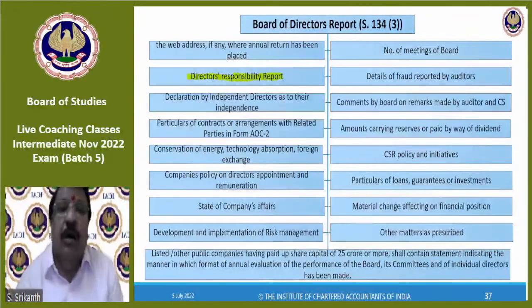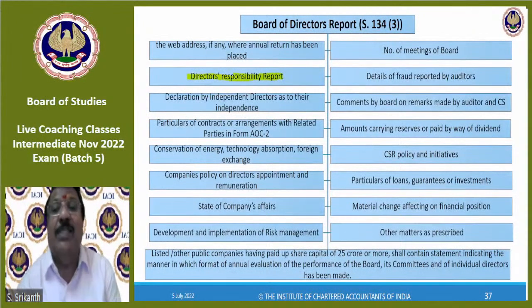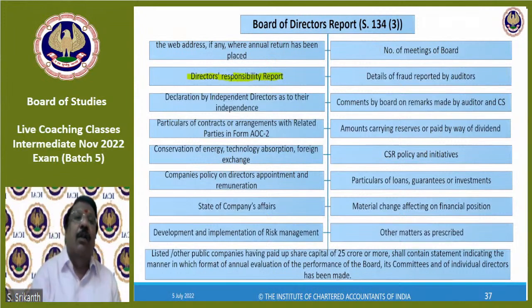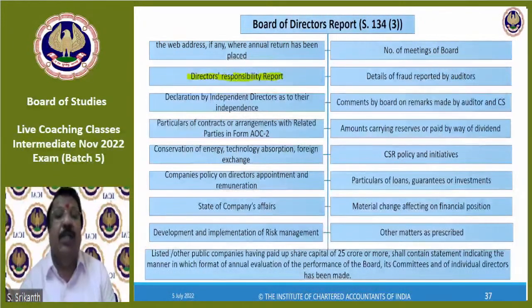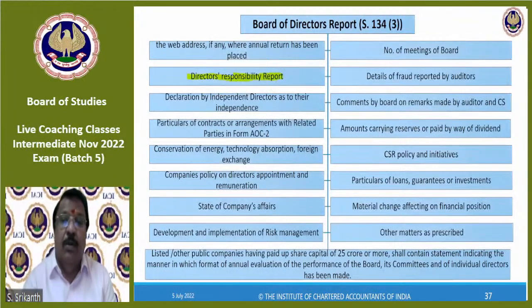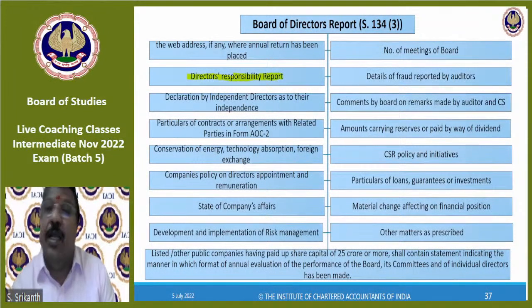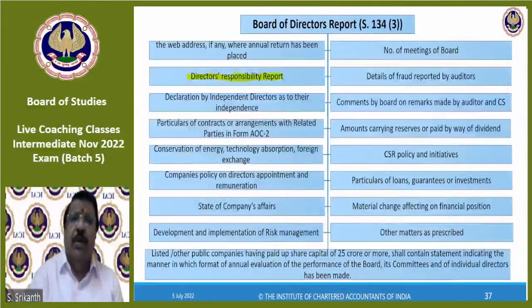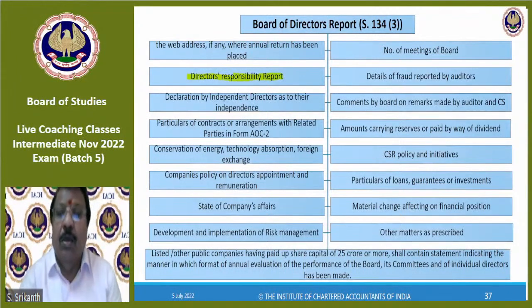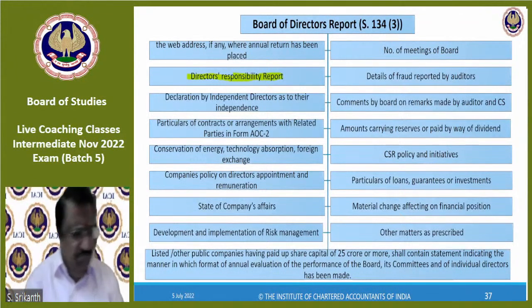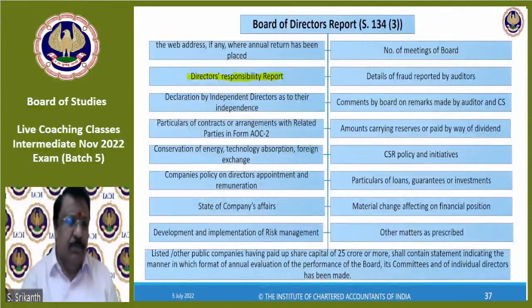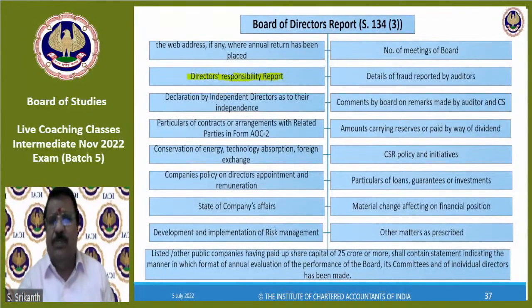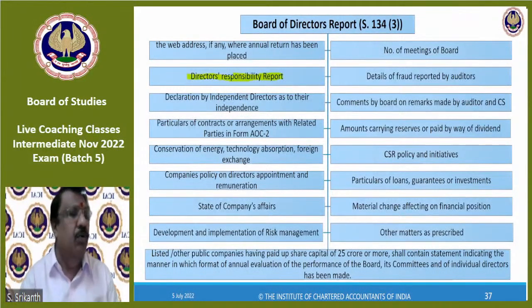Also, comments by the board on remarks made by the auditor and company secretary. Means, the auditor or company secretary might have made negative remarks or qualifications in the report. If there is a secretarial audit, the company secretary might have qualified. If financial audit, the auditor. In these two cases, the board should give their view, what it means and all that. They may have a view and they can express that. And thereafter the shareholders decide.